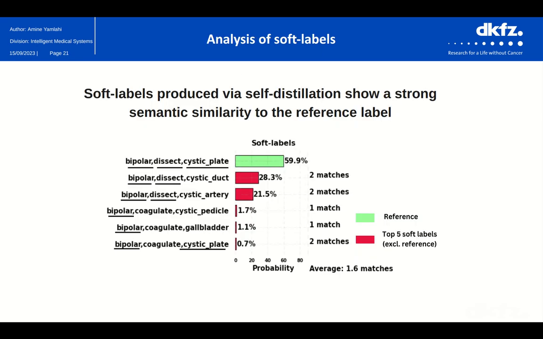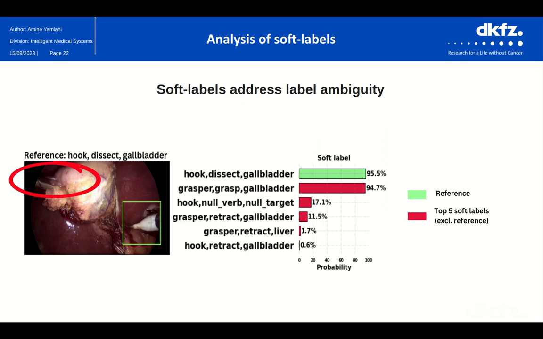One illustrative instance of errors made by the teacher model includes assigning a higher probability to classes that exhibit greater semantic similarity with the reference. This tendency arises when these classes share a common component such as the bipolar instrument in this example. Another example of errors is if an instrument is clearly visible but not mentioned in the annotation, the teacher model's ability to recognize and predict missing details is an advantage.